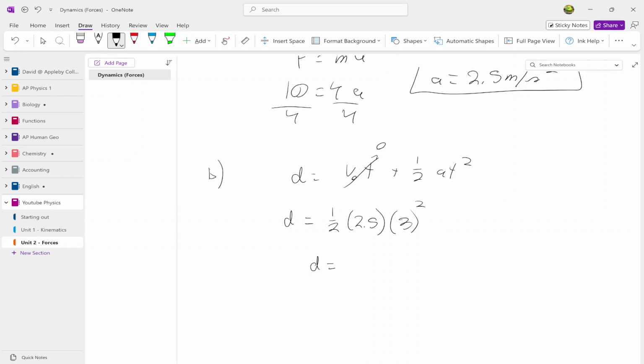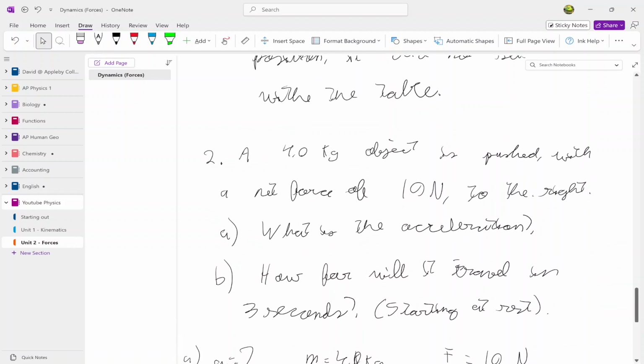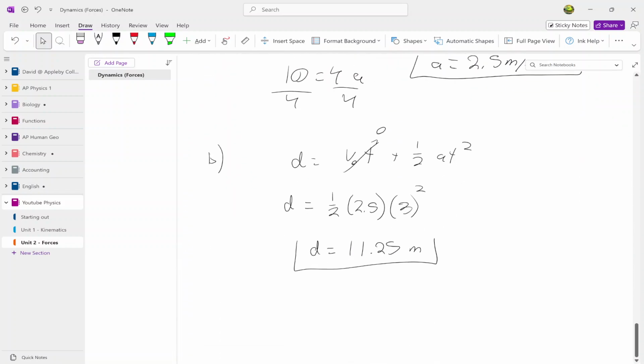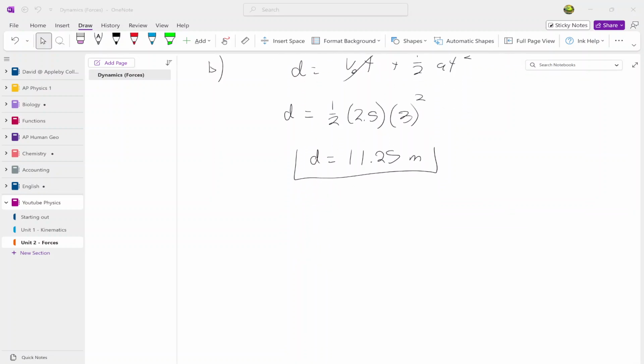Then you put all this into your calculator. Boom, boom, boom. Okay, there you go. And you'll get 11.25, or 11.2, 11.3 meters. That's how far it will travel with a net force of 10 newtons on a 4 kilogram object moving to the right, obviously with no friction, in a span of 3 seconds.